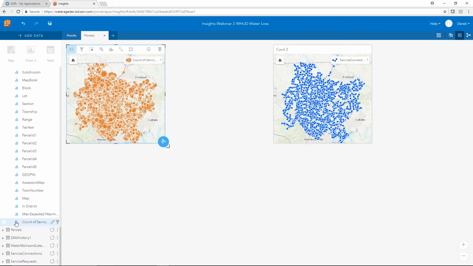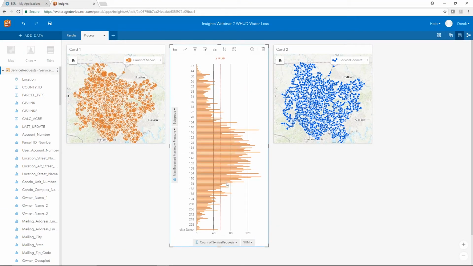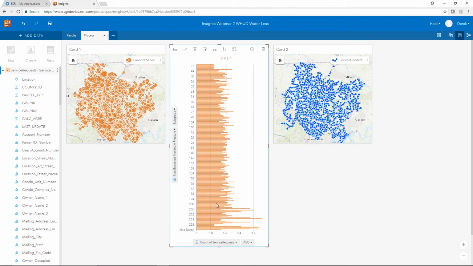This allows us to take our maximum expected pressure and also look at the count of service requests based on that expected maximum pressure. When we look at it as a sum, we see what we would expect. There are many more pressures in this middling range, so there's a higher number of service requests. But when we change this to average, something immediately stands out. At over 200 PSI, the average number of service requests for leaks almost doubles at these locations.